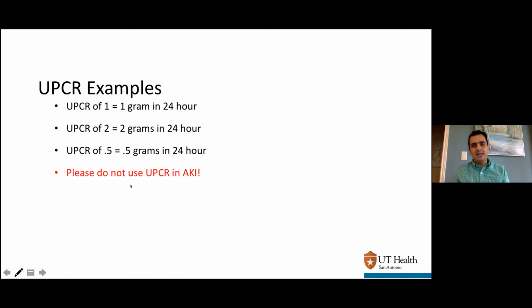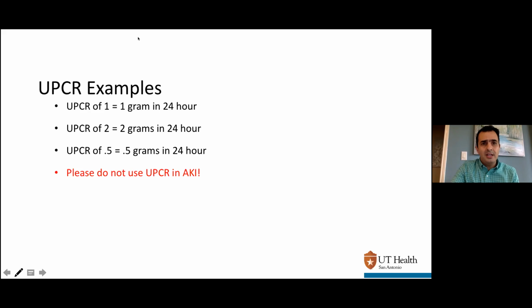So if you get a number, let's say that you're ordering UPC, and the same applies for urine albumin and creatinine ratio. If you get a UPC of 1, that means if I do a 24-hour collection, roughly I'm going to get 1 gram in 24 hours. If you have a UPC of 2, that means I'm going to roughly get 2 grams in 24 hours. 0.5 means 0.5 grams, and so on and so on. And the same thing applies for urine albumin creatinine ratio.